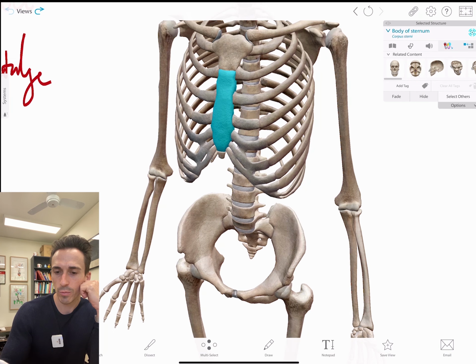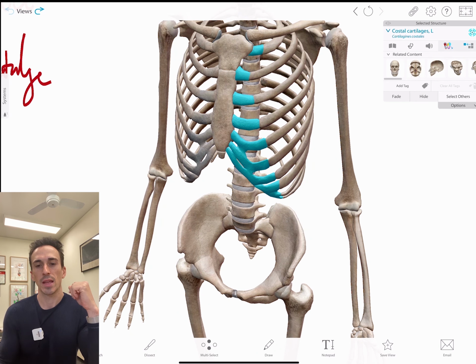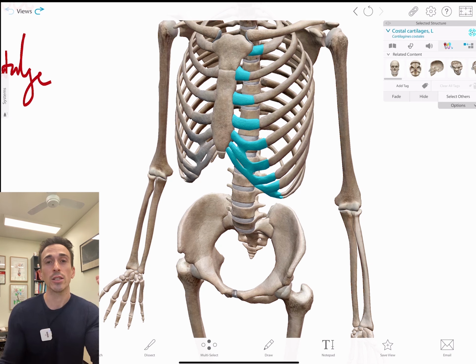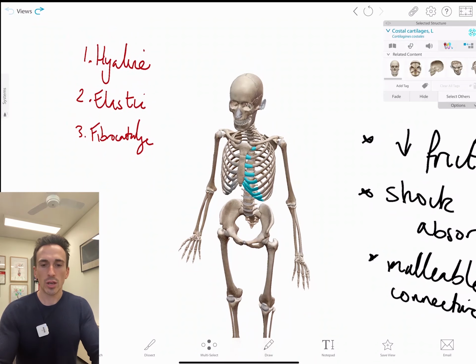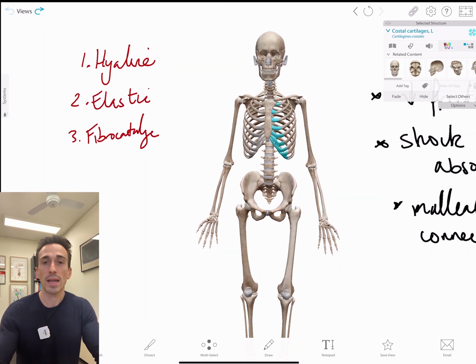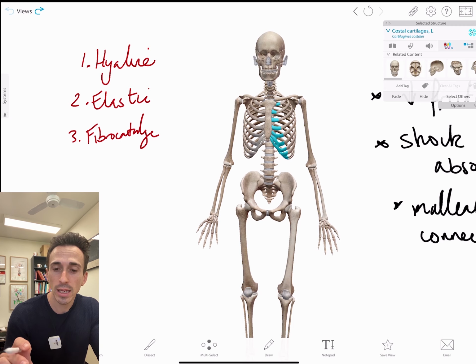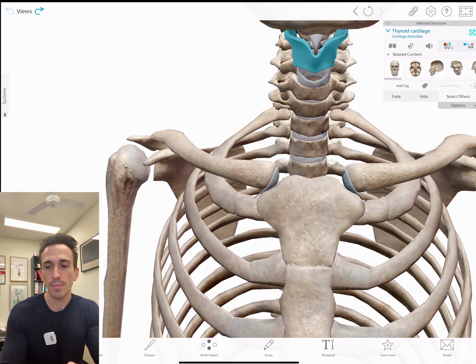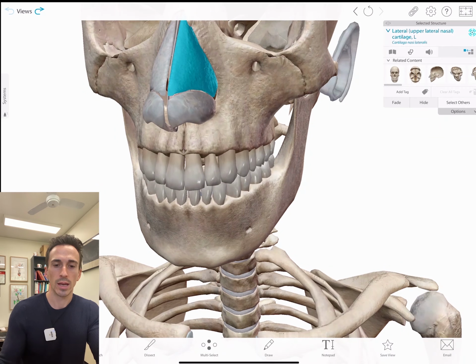But we also have some ribs here that have cartilage associated with it. And so this cartilage is also hyaline cartilage. It's called costal cartilage, so cartilage of the ribs, but the type of cartilage is hyaline cartilage. So you can see that hyaline cartilage is found at all articulating surfaces of long bones and of the ribs. And finally, you can see hyaline cartilage at the thyroid here and also at the nose. All of this is hyaline cartilage.